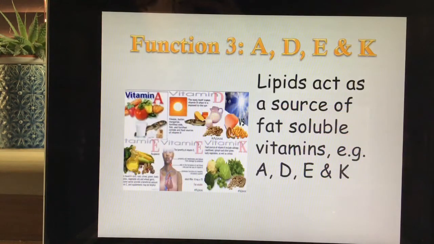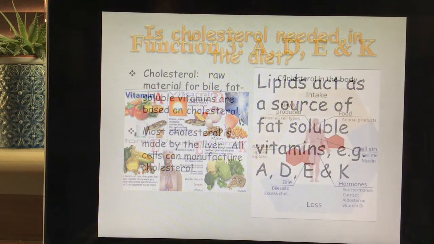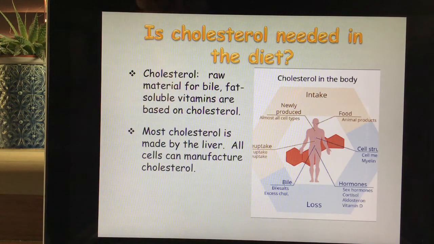Third function. Because vitamins A, D, E and K are all classified as fat-soluble vitamins, you're only going to find them in foods that contain fat. So therefore, fatty foods act as a source of fat-soluble vitamins. On an interesting side note, cholesterol, which is also present in mainly saturated fat, is essential raw material for bile. And it's also important to note that our fat-soluble vitamins are actually based upon cholesterol.